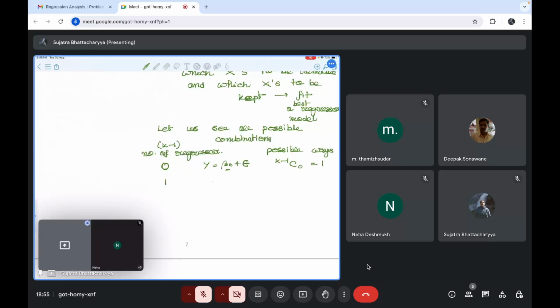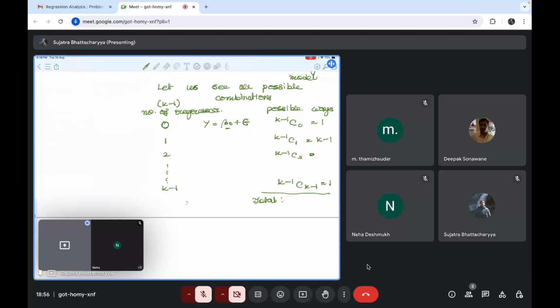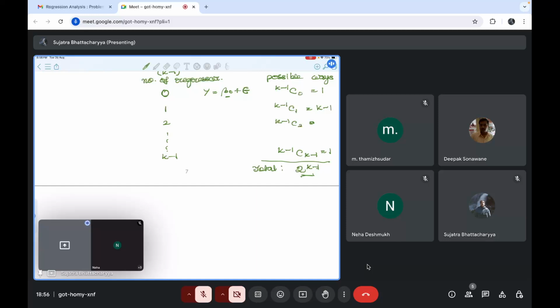For one regression, you have two parameters, which we know is the simple linear regression model. For that, it will be k minus 1 C1. So there are k minus 1 ways you can write the possible combinations. I will give you an example, don't worry. Next for 2, it will be k minus 1 C2, whatever it is. Check the value. Finally, for k minus 1 regressors, it will be k minus 1 C k minus 1, which is also 1. Therefore, the total number of possible ways is written as 2 to the power k minus 1. So all these, if you add, come out to be 2 to the power k minus 1.